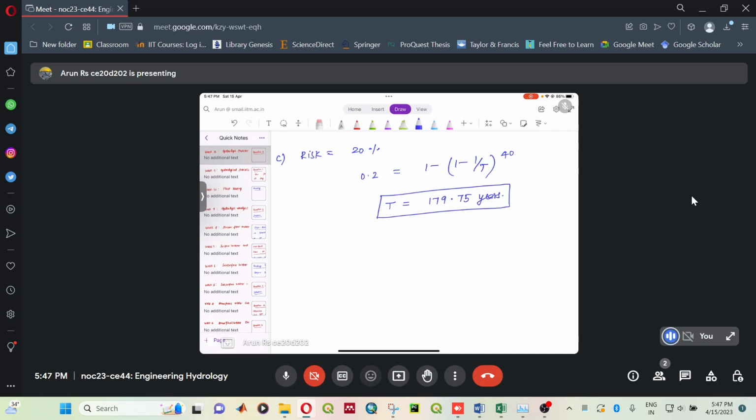So I hope this session is useful. In the next session, we'll be seeing how to design a storm drainage network by using the rational method for a small urban catchment.